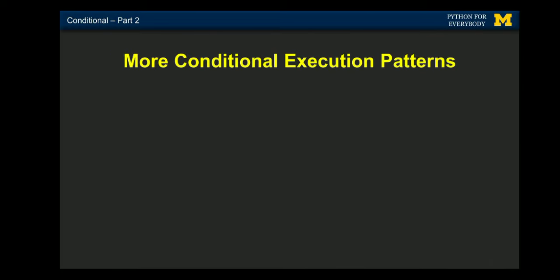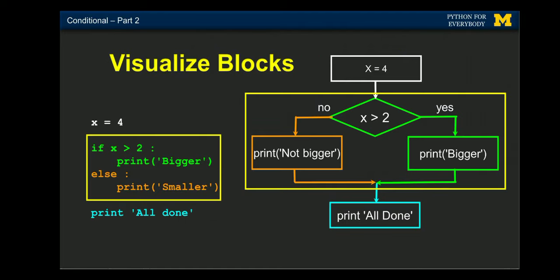Now we'll discuss the visualize block. Here is a code where x equals 4, and if x is greater than 2, then print "bigger", else print "smaller", and after that print "all done". We will do this by executing the if and else block, where if x is greater than 2, which is x value is 4 and it is greater than 2, it means it's bigger, and all done after that.